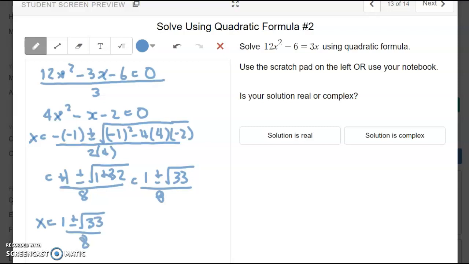They are my solution. There are two different solutions. One is going to be 1 plus root 33 over 8. The other is going to be 1 minus root 33 all over 8. And the solution is real.